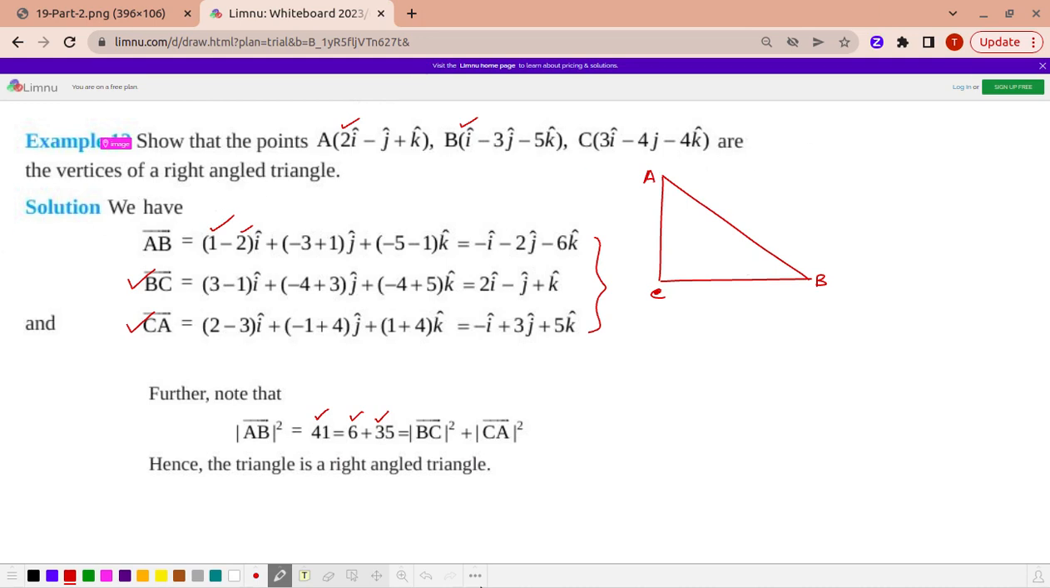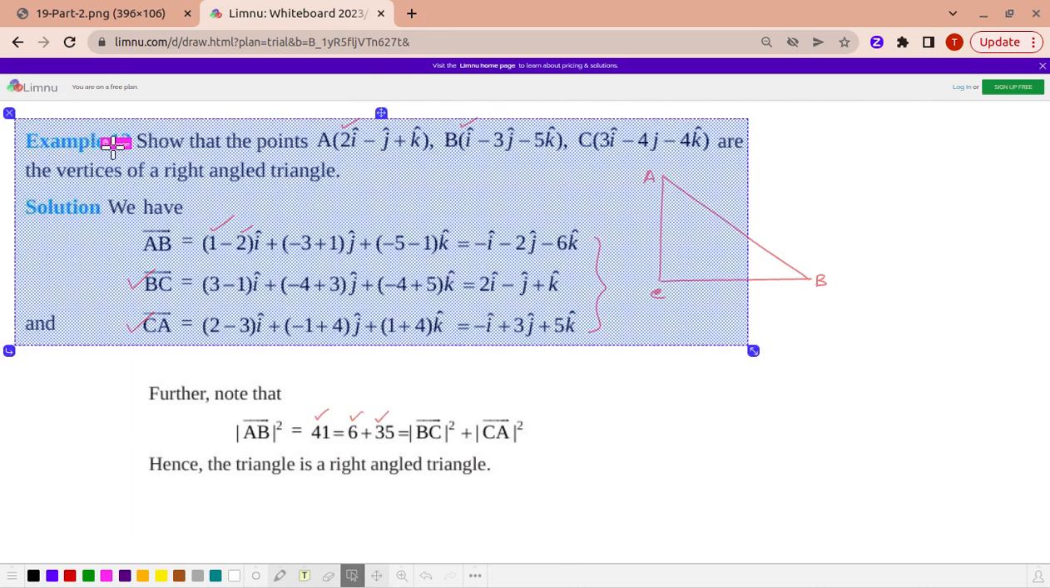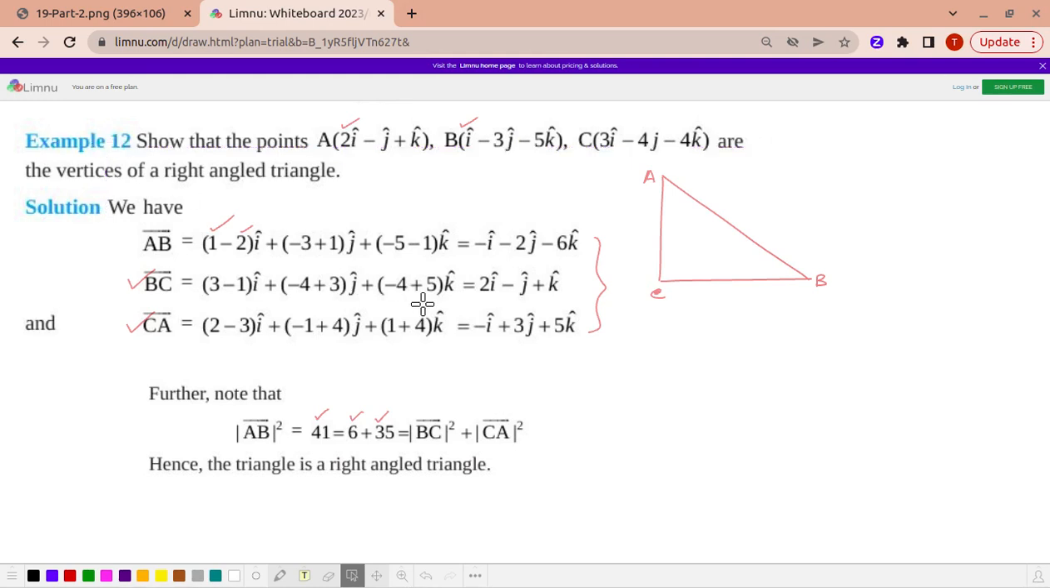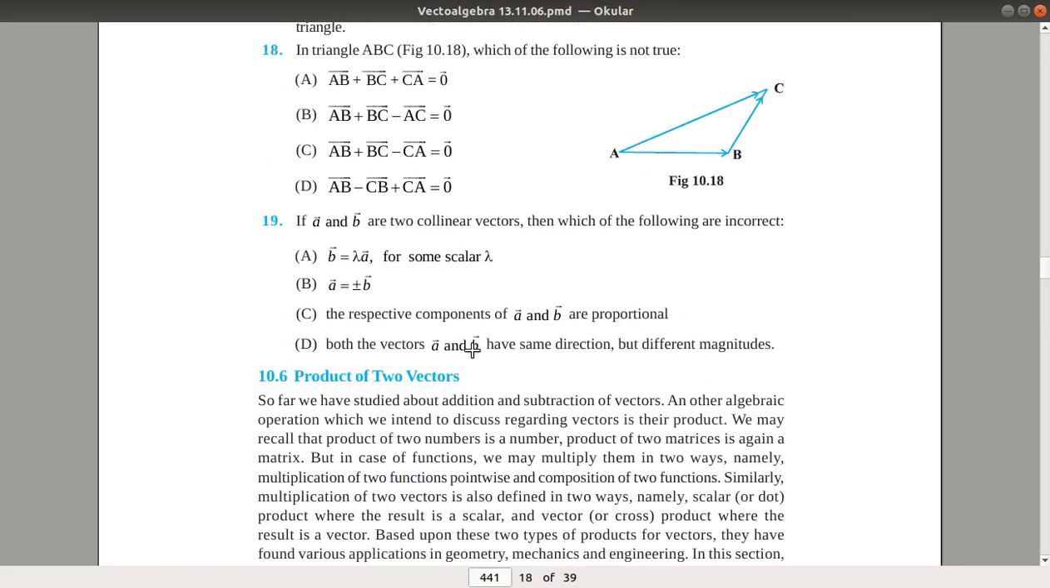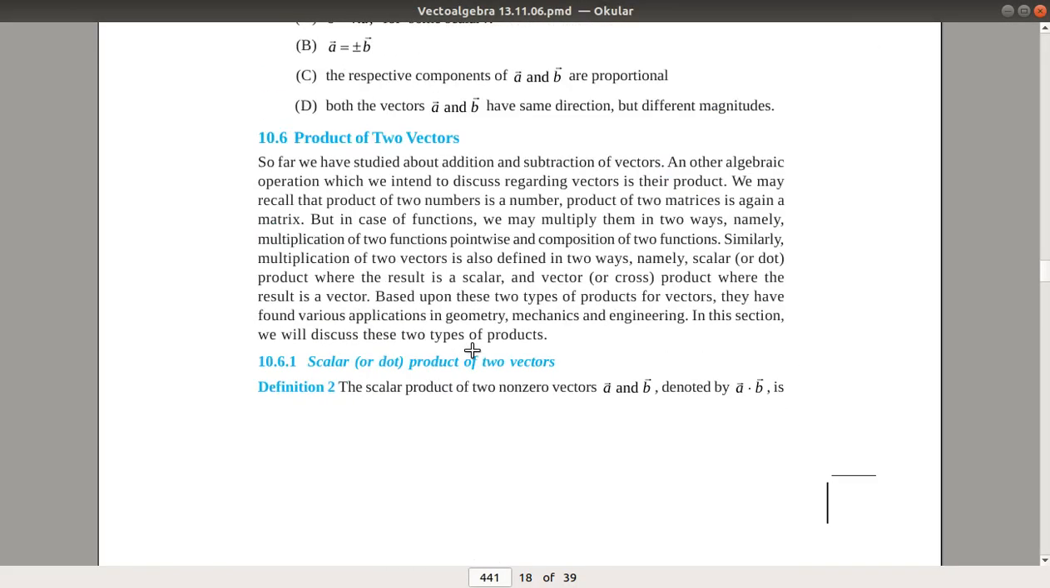Dear students, I hope you got a very clear idea. With this note, I would like to conclude the class for today. In the next class, we will start the next topic, that is the product of two vectors. So with this note, let me conclude the class here, dear students.